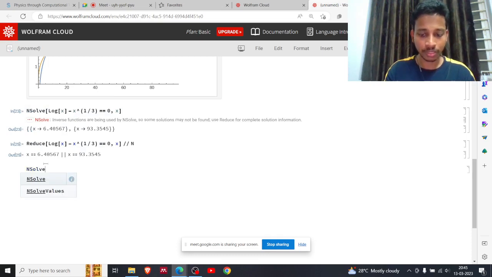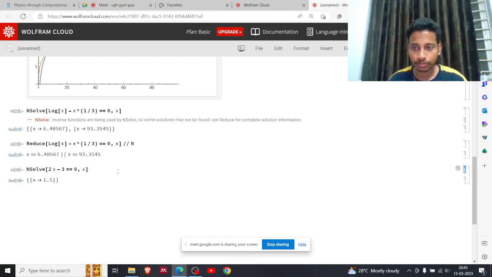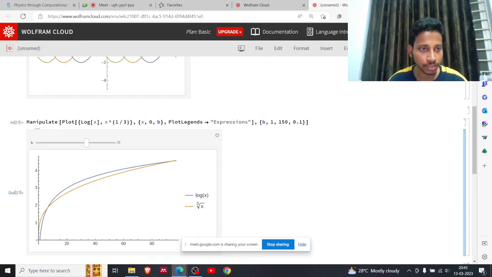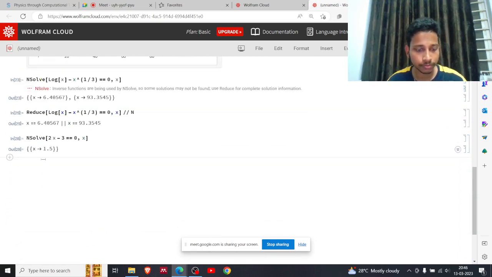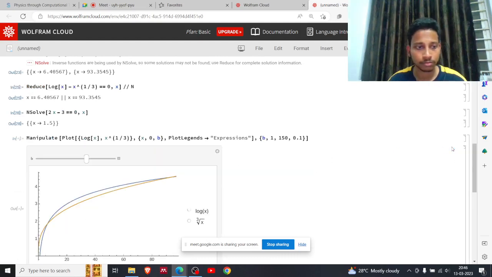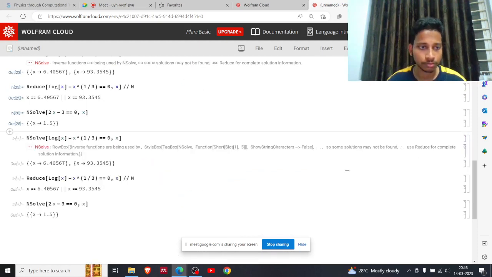Like, for example, if we have an equation 2x equal to 3, right? Solving it gives x equal to 1.5. So 2x is one line and 3 is a different line. Now if I do the same thing... Okay, sir, understood, got it.